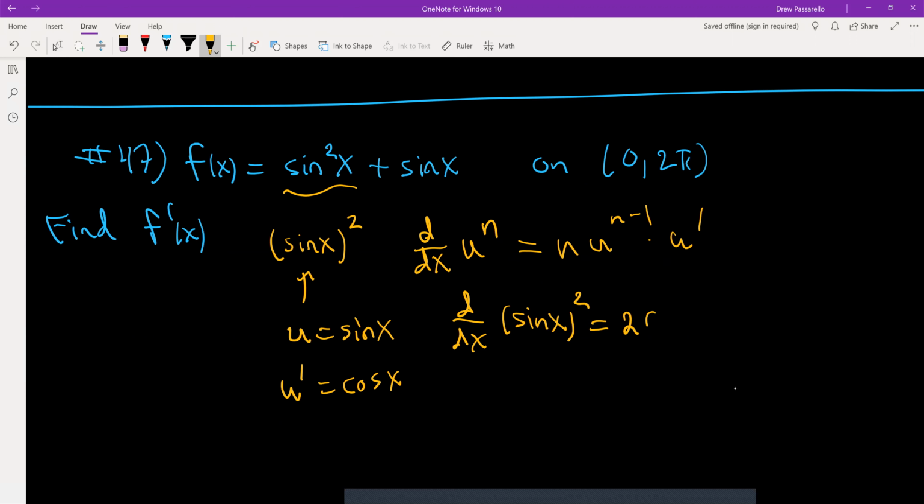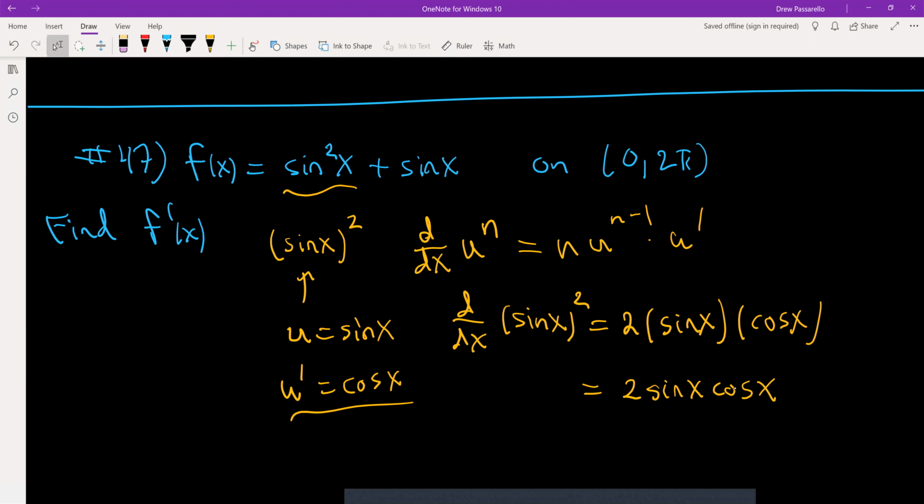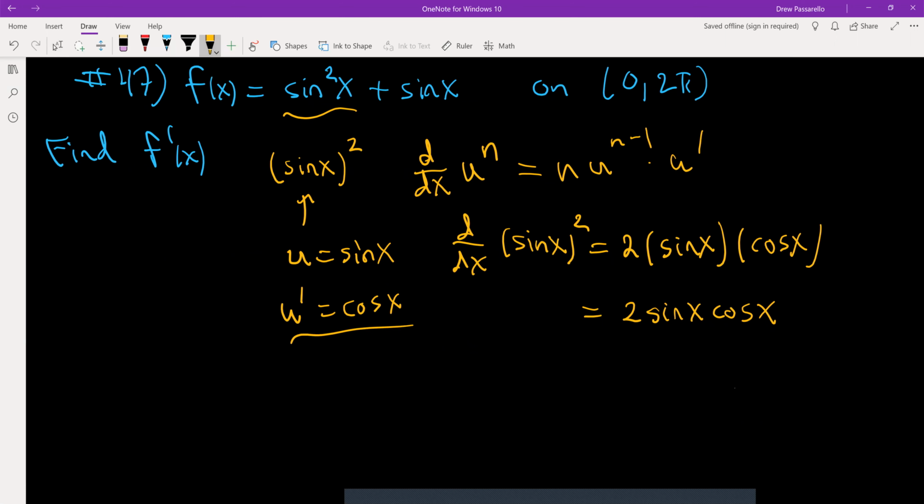So when you take the derivative of sine squared x, drop down the 2, so it'll be 2 times sine x to the 2 minus 1, which is the first power. That's just to the first power, so I'm just going to leave it as sine x. And then times u prime, and u prime is cosine x. So that is equal to 2 sine x cosine x. Okay, so that's just the derivative of that piece.